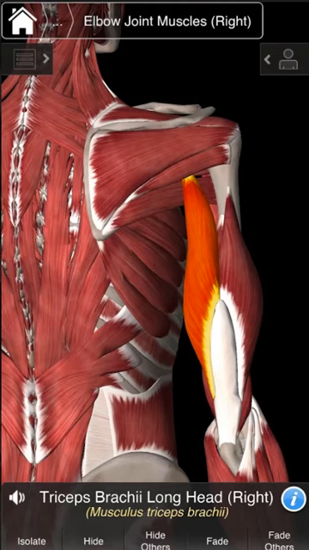So the long head originates there and inserts into the olecranon of the ulna. That's the point on your elbow. If you flex your elbow, there's that really obvious bony knob, and that is your olecranon. It's part of your ulna, one of the forearm bones. So triceps, all three heads insert into the olecranon of the ulna. At the glenohumeral joint, then, triceps, the long head at least, is going to be an extensor.